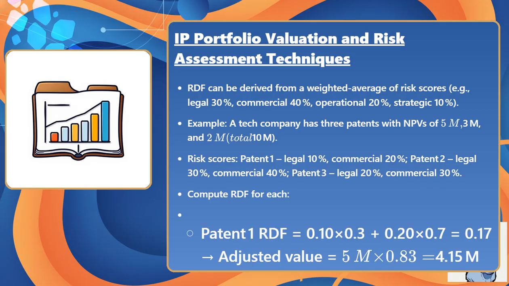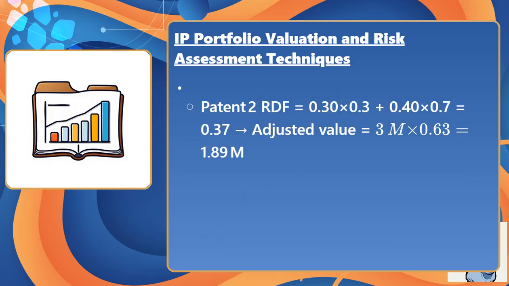Patent 1 RDF equals 0.1 times 0.3 plus 0.2 times 0.7 equals 0.17. Adjusted value equals $5 million times 0.83 equals $4.15 million. Patent 2 RDF equals 0.3 times 0.3 plus 0.4 times 0.7 equals 0.37. Adjusted value equals $3 million times 0.63 equals $1.89 million.